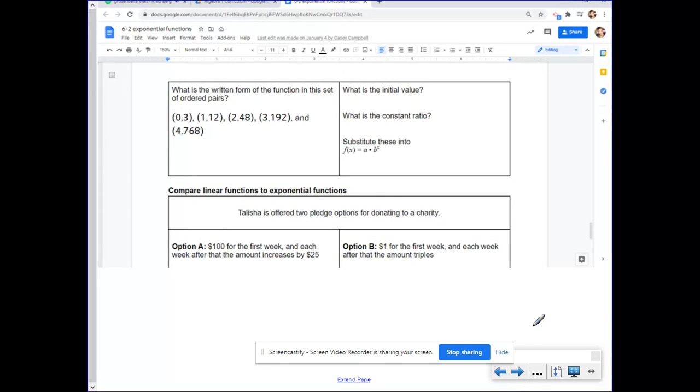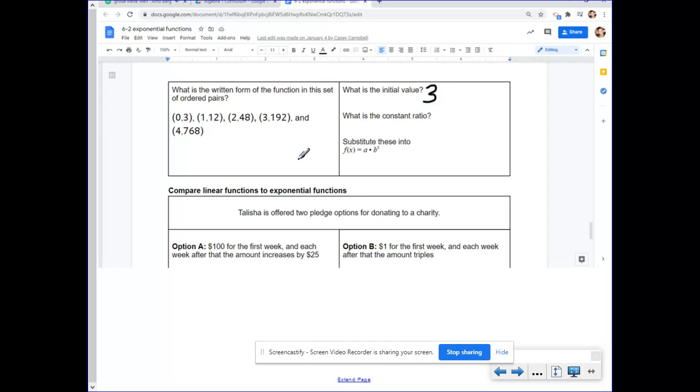Okay, this time they don't give you a table, they don't give you a graph, they just give you ordered pairs. So your initial value is the first one. What is your y when x is 0? So here's 0. What was my y? When x is 0, y was 3.